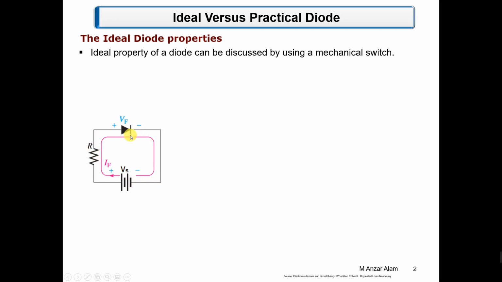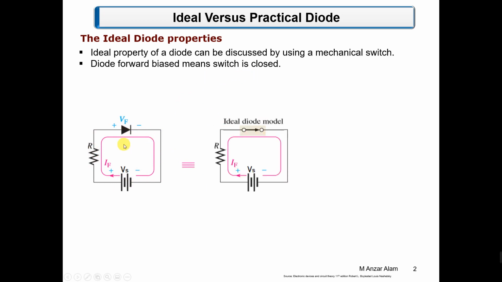So this is the diode, and we are still drawing the ideal diode. For the ideal diode, diode forward bias means the switch is closed. So the diode forward means an ideal switch, so the switch is closed. This one is like a conductor, like a copper wire connected from here to here. So what will be the resistance? The resistance will be 0.